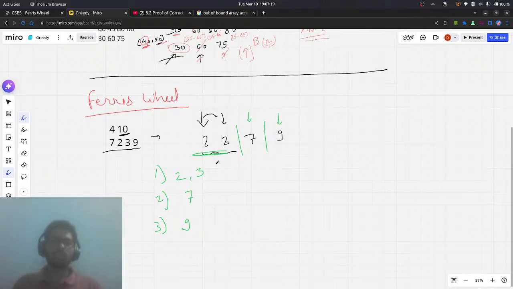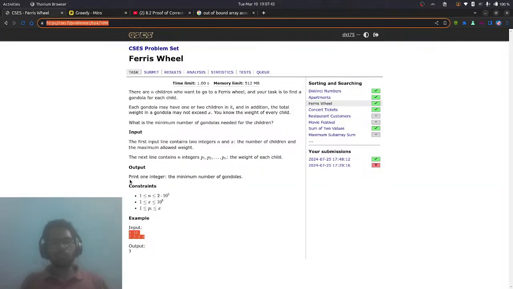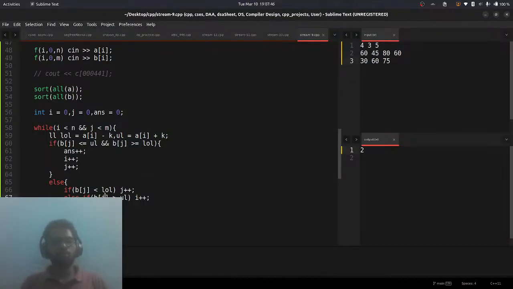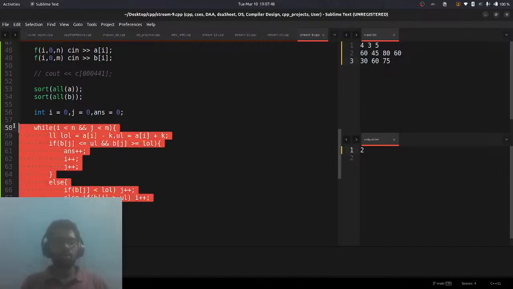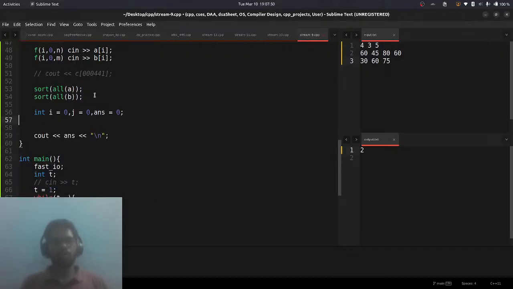Okay. So by doing this, we will have groups of children where each group's total weight does not exceed the given amount. Basically, we can also call this the number of gondolas we need. Okay, so yeah, we will sort it.